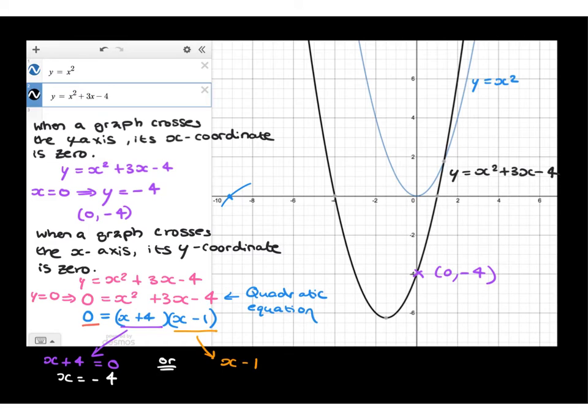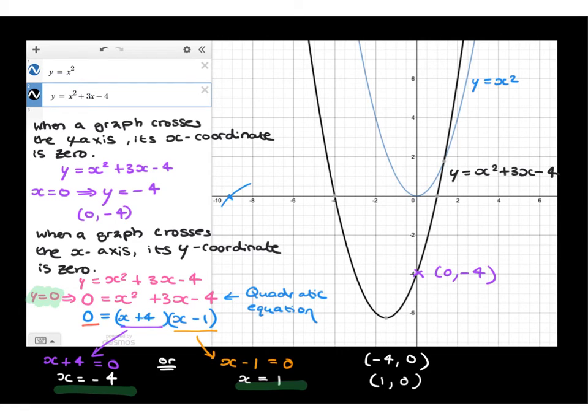If x minus 1 equals 0, then what does that tell us? It tells us that x has got to equal 1. So remember where all this came from. It started from setting the y-coordinate equal to 0. And that results in two possible options for x. It results in a coordinate which is negative 4, 0, and another coordinate which is 1, 0.